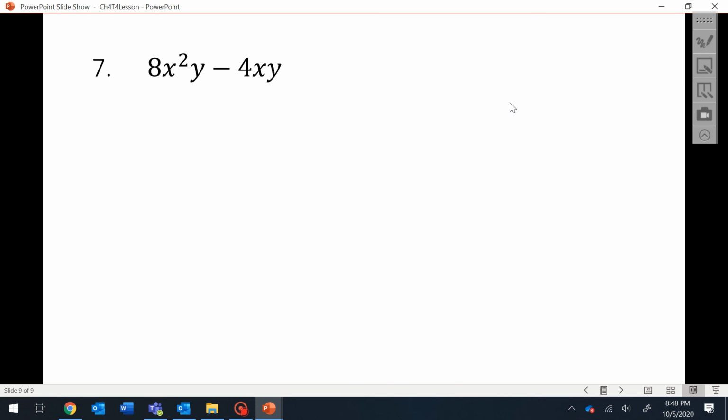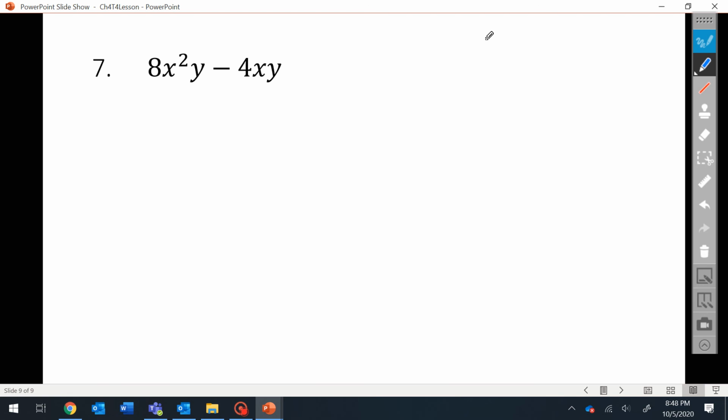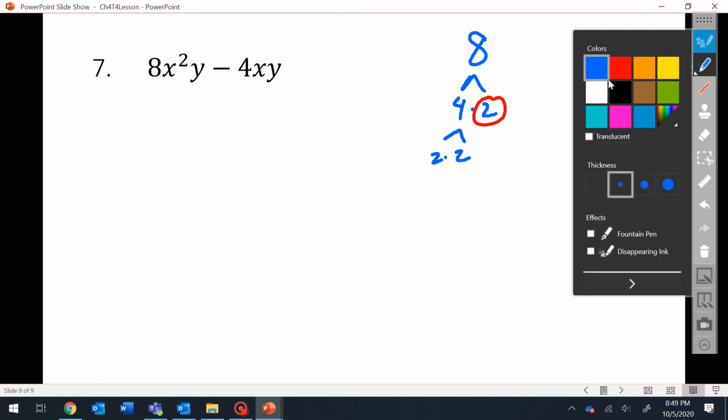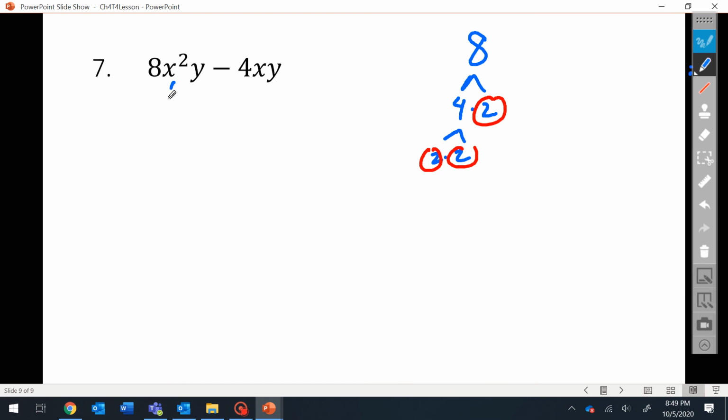All right, number 7. As long as you follow these steps that we're going through, you really can't mess this up. 8 breaks down into 4 times 2. 2 cannot be broken down, so we'll circle it. Can't circle 4, so we need to break it down into 2 times 2. So 8 breaks into 2 times 2 times 2. X squared breaks down into x times x, and then we just have a y. And then 4 breaks down into 2 times 2, and then times x, and then times y.